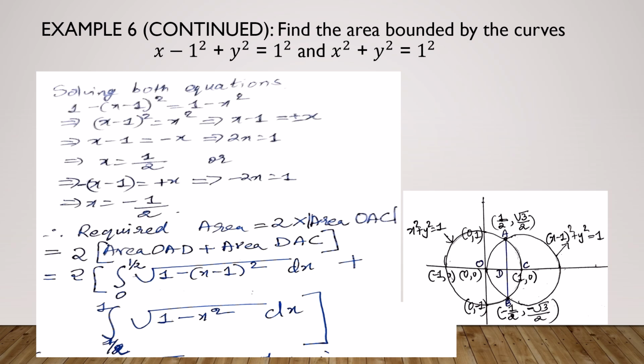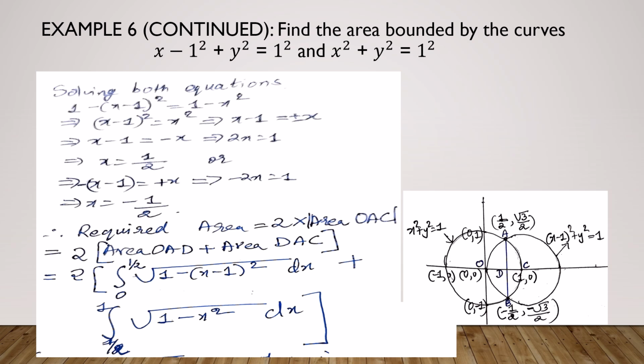And obviously, when you put the value of x as half in the equation, you will be getting y square is equal to 1 minus 1 upon 4. That is 3 upon 4. When you take the square root, y will be equal to root 3 by 2. If it is half, it will be root 3 by 2. If it is minus half, y will be minus root 3 by 2. So these points also are clear in the diagram.